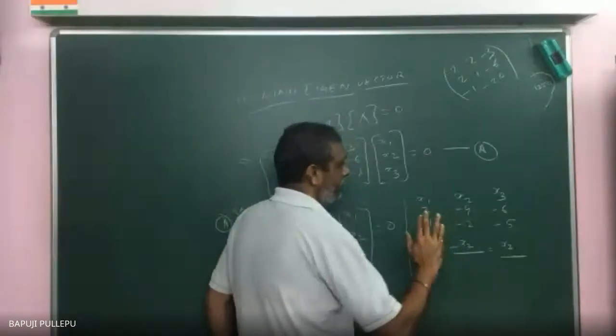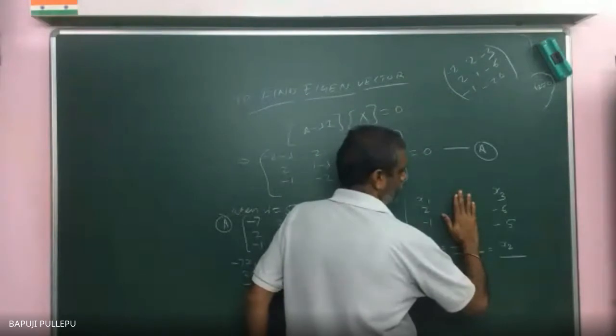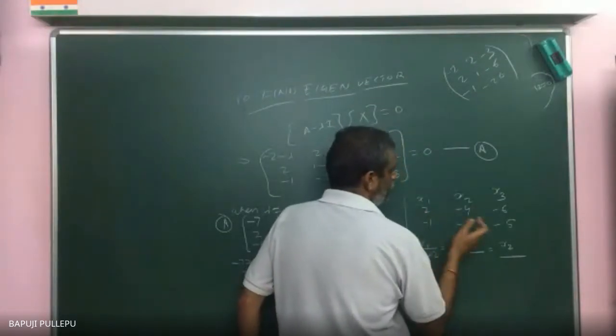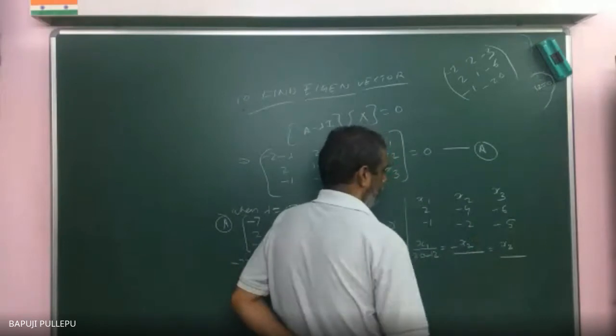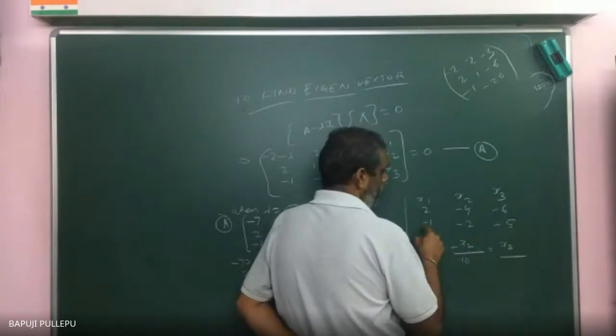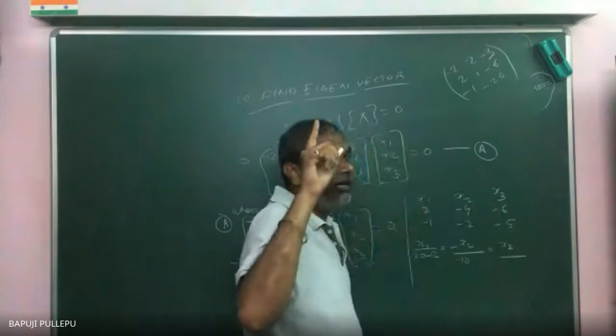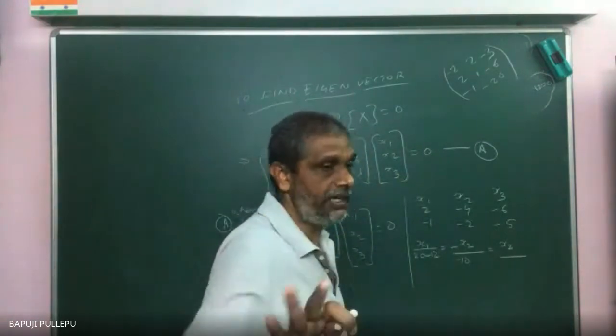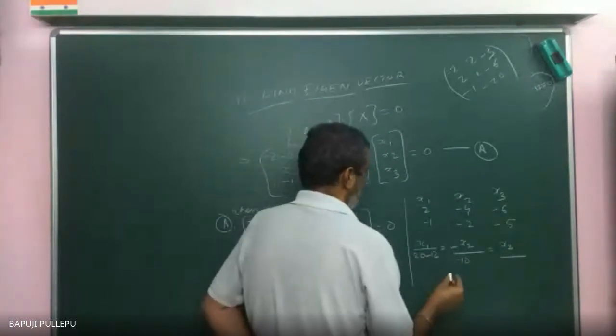For x2, you can remove this fellow. What will you get? 2 into minus 5, minus 10. Here 2 minuses, in formula 1 minus. Totally 3 minuses. 3 minuses means, actually, it should be again minus. So minus 6.